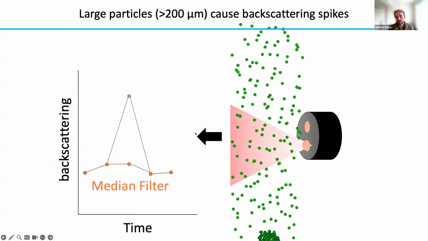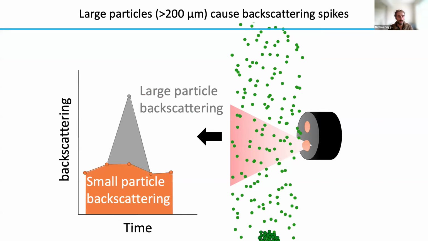Once we've captured these data, including these spikes, we can separate the spikes from the large particles from the more continuous background from the smaller particles, so that we can create this sort of digital filter in our time series or profile of backscattering measurements. And we can separate our small particle backscattering from our large particle backscattering.